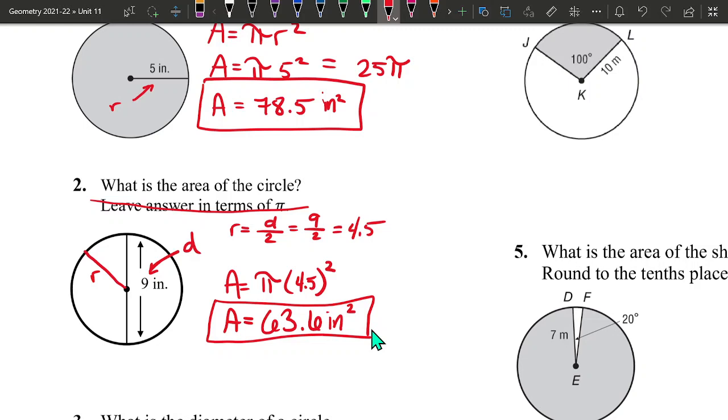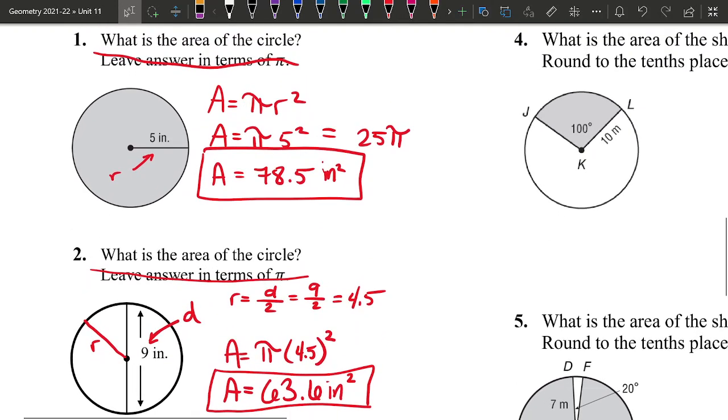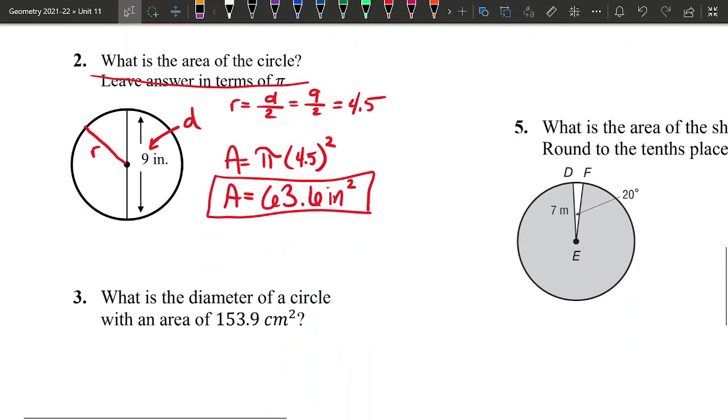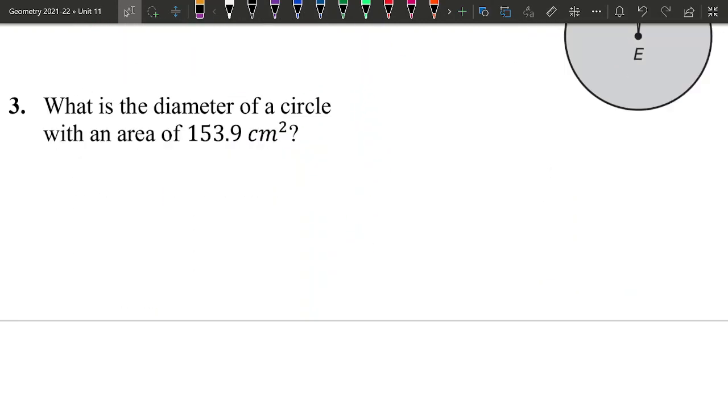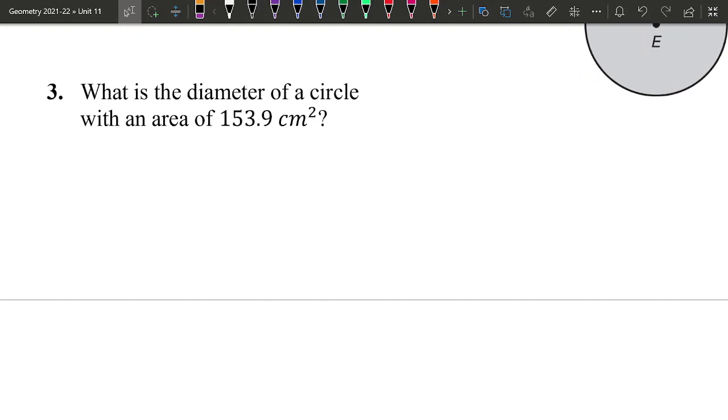All right, so we had an example given the radius, and then we had an example given the diameter, so you cut it in half, and now you have the radius. And then number 3, this one I guess is more complicated. You don't have a picture, it's given to you in words, and it asks for the diameter. What is the diameter? So we need to find out what is D. We're given the area. The area is 153.9.